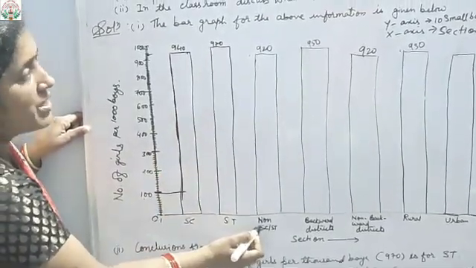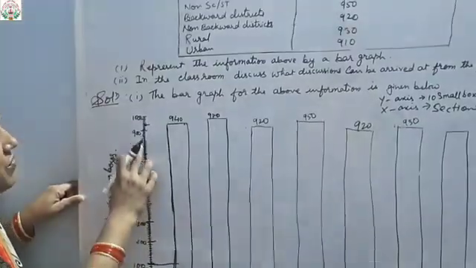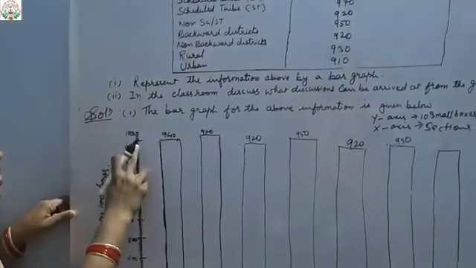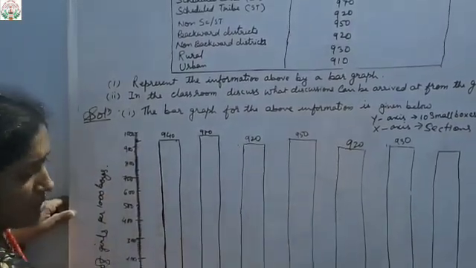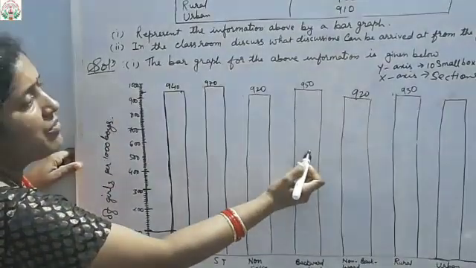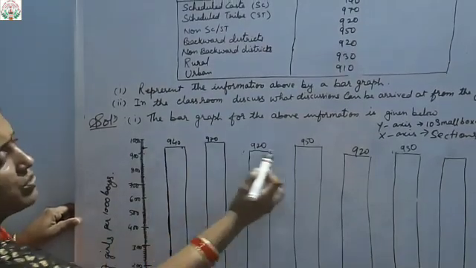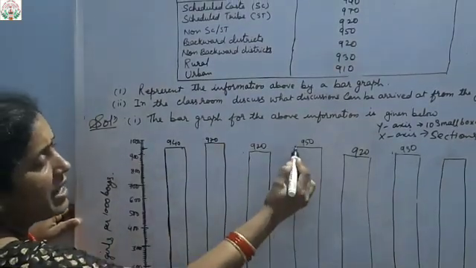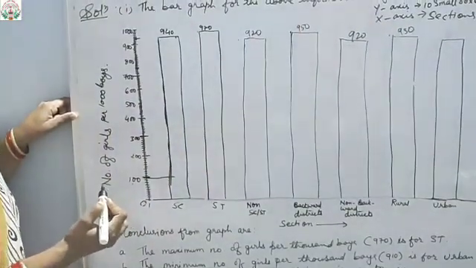Same way for non-SC/ST. How much is it? 920 means after 900, 1 and 2 small boxes. So that will be here again. Make a rectangular one, that is the bar graph. Again 950. So again count 5 lines, 1, 2, 3, 4, 5. See the line, and use a scale for drawing the straight lines for the bar graph.